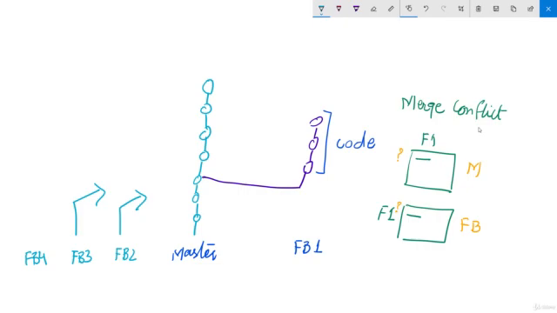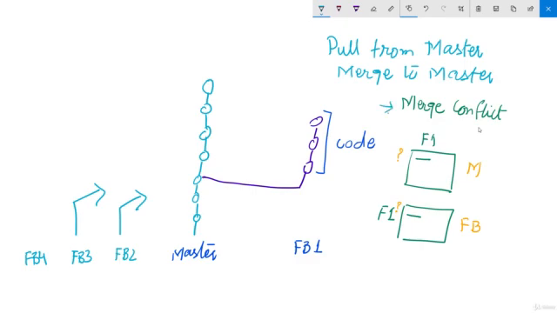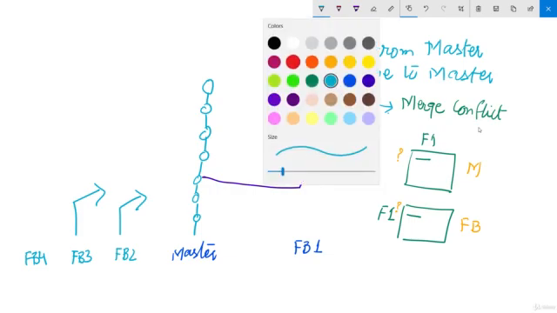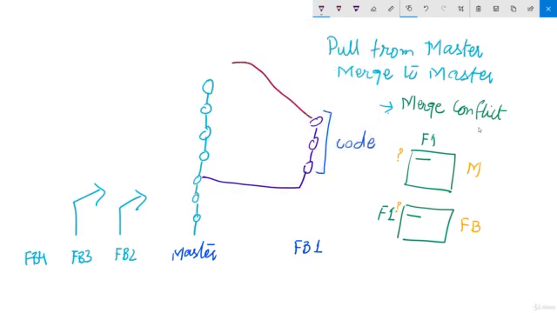So the good strategy is to first pull before merge. The standard that we use is to pull from master, and then merge to master. And then if you have any merge conflict, you can resolve the merge conflict. And when you merge back to the master, you definitely have a merge commit here, right? And this is how this all works.